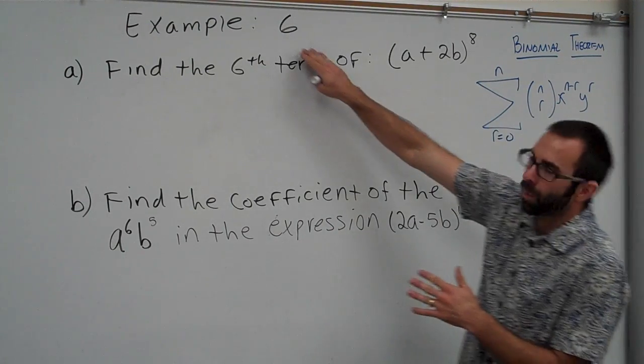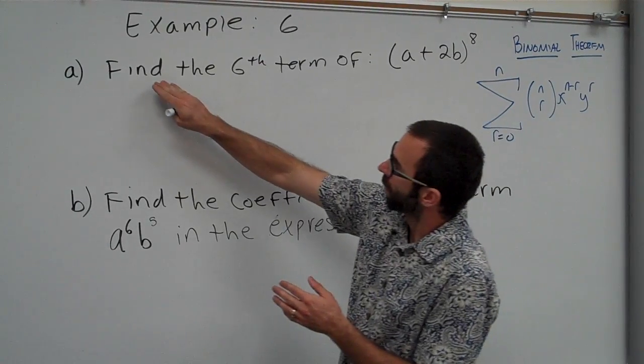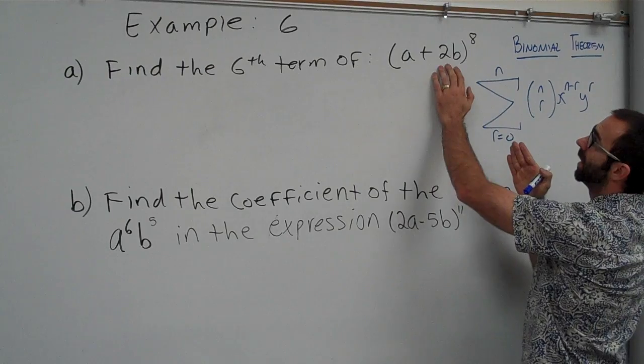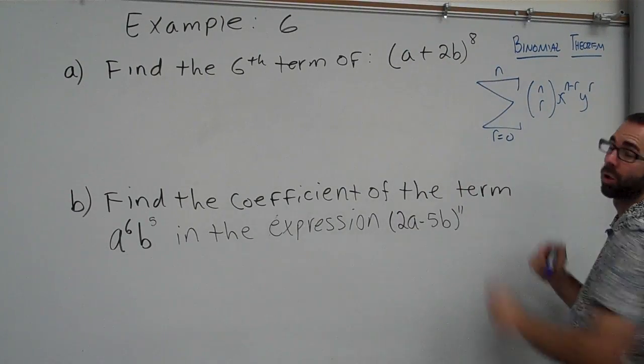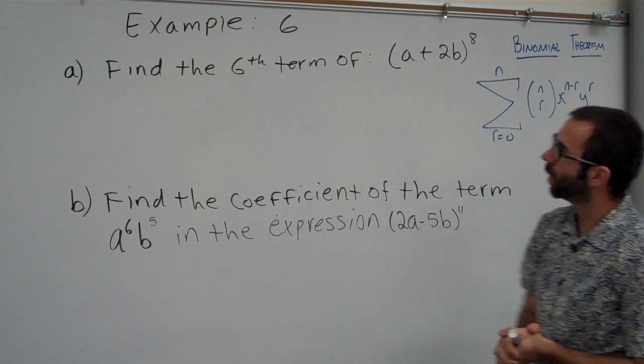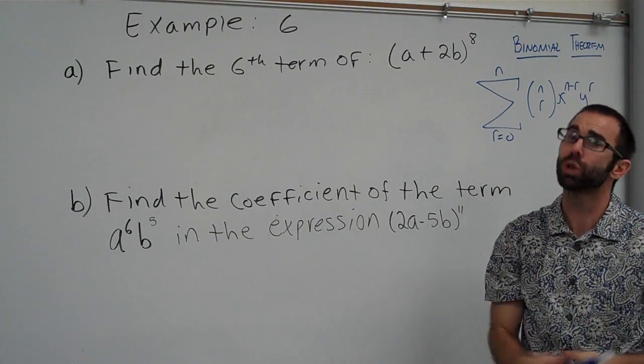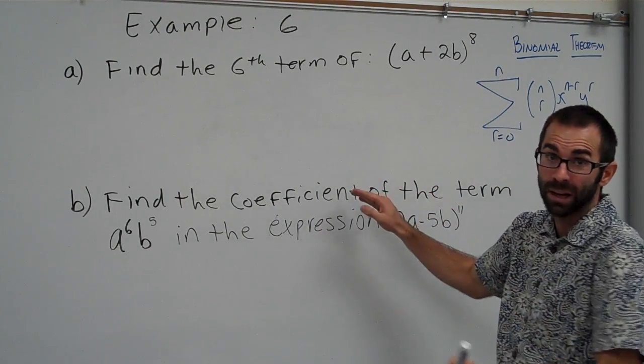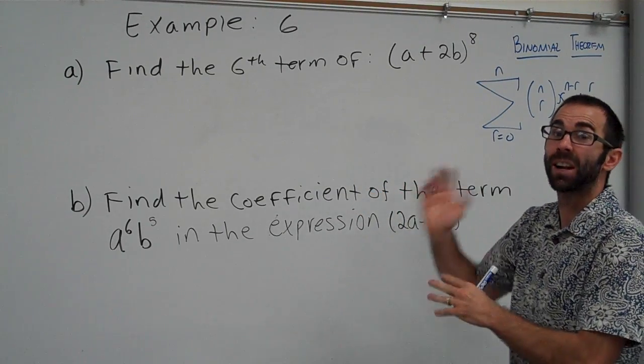Okay, so right now we're in example number 6, and we want to find the 6th term of (a + 2b) to the power of 8. Now, yes, you could use Pascal's triangle. That means you would have to derive the whole thing all the way down to the 8th row and all that kind of stuff.